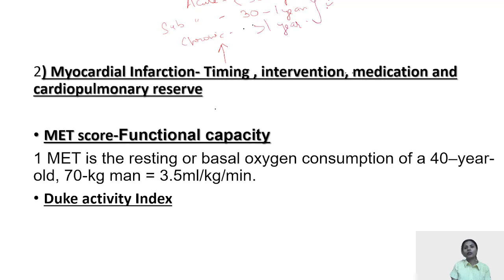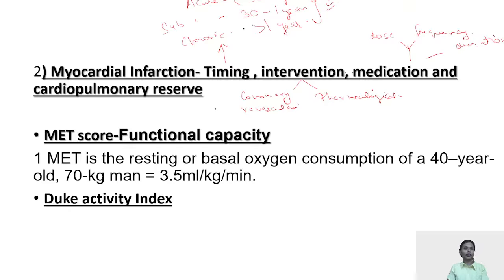Okay, we have to look from the history when actually the MI took place. The second thing is the intervention. What was the intervention done? The intervention could be of two types. One is the coronary revascularization, or only the pharmacological therapy was given to the patient. Then we have to see about the medication the patient is on. That is the dose and the frequency of the medication the patient is taking, and since what time the patient has been on these medications.